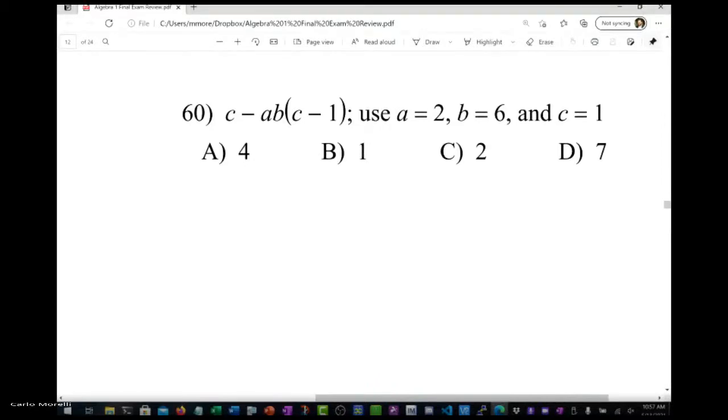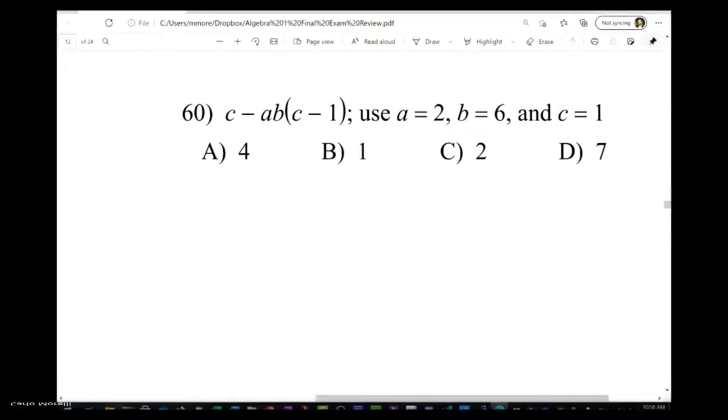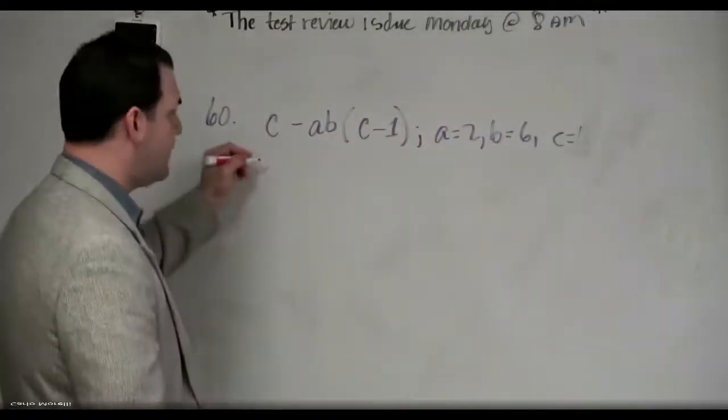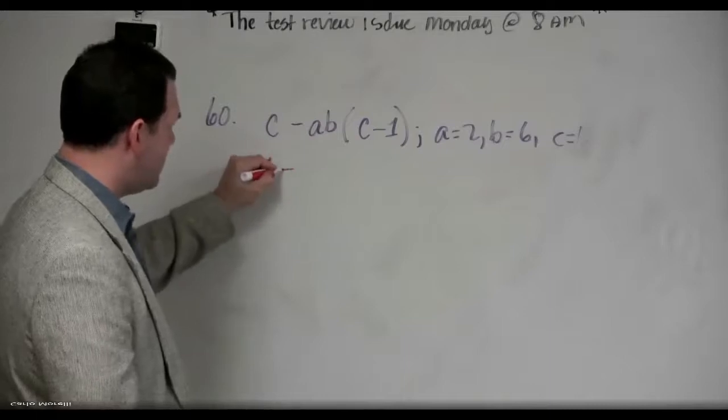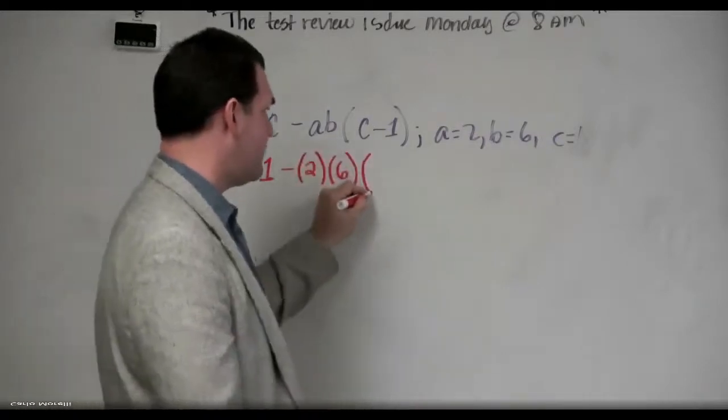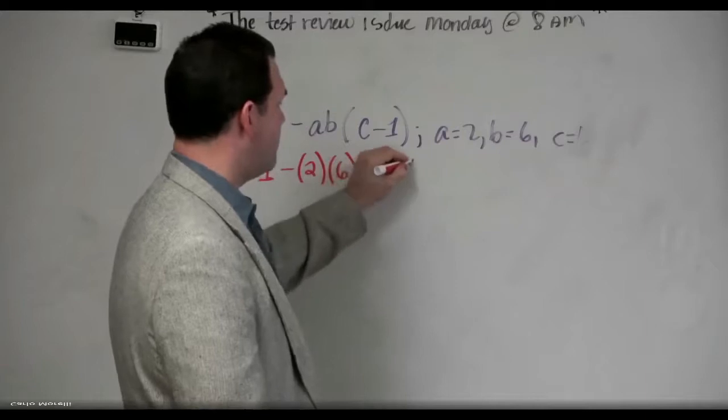Let's do number 60. C minus A, B, open parentheses, C minus 1, close parentheses, A equals 2, B equals 6, C equals 1. So this got a little bit more complicated, but only in the sense that there's more variables. Okay, C equals 1. So 1 minus, open parentheses, 2, close parentheses, open parentheses, 6, close parentheses, open parentheses, 1 minus 1.